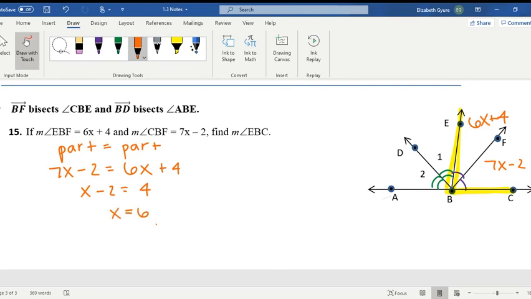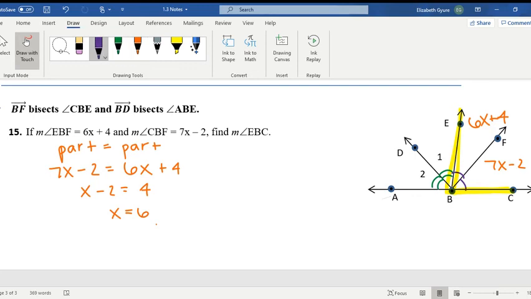Now it says to find the measure of angle EBC. Well, that's the whole thing. But I don't have a label for the whole. So instead what I need to do is substitute it back into the two parts and add them together. Now, the two parts should end up being the same because they get bisected, they're congruent, unless you did something wrong. So this is also a nice way to double check your problem. Plug it into both, they should be the same.